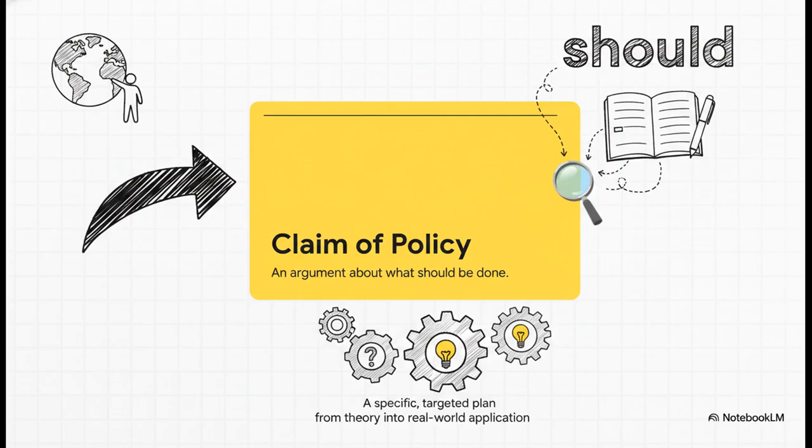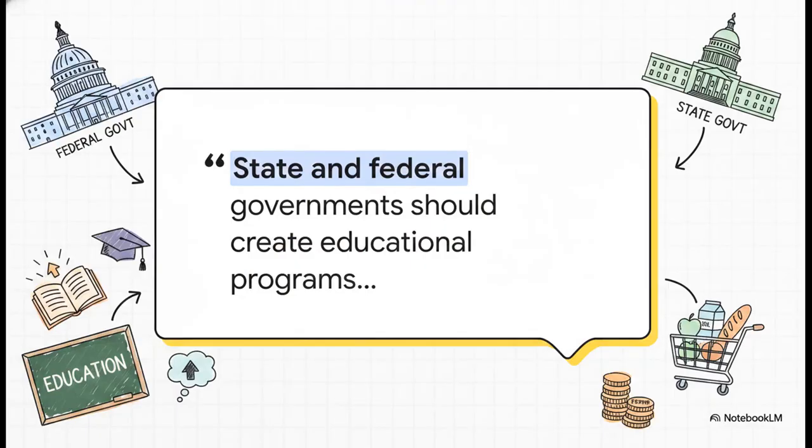When you're reading a paper or writing one yourself, you can almost always spot a claim of policy by looking for one specific magic word: should. The second you see should, you know we're moving out of theory and directly into real-world action. Let's neutrally examine the source's final example here to see this in action. State and federal governments should create educational programs and establish food stamp benefits.